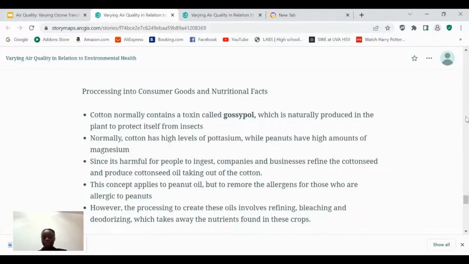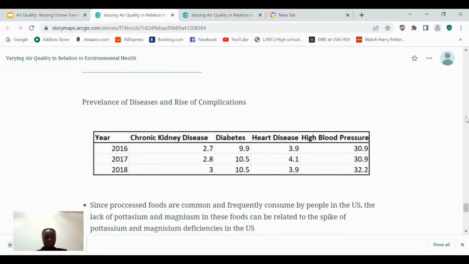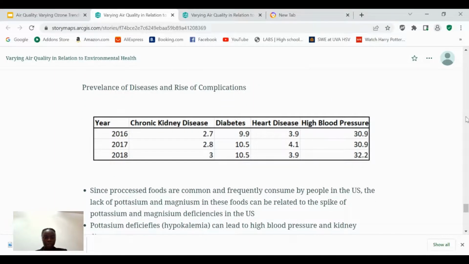Over the past 50 years, there has been a relatively high increase in concern of potassium and magnesium deficiencies in the US. Therefore, I looked into diseases that are related to potassium and magnesium deficiencies. Potassium deficiencies tend to lead to high blood pressure and kidney disease, and magnesium deficiencies lead to high blood pressure, heart disease, and diabetes. As you can see here, between 2016 and 2018, there was a relatively high increase between most of these diseases, therefore, generally supporting my hypothesis.